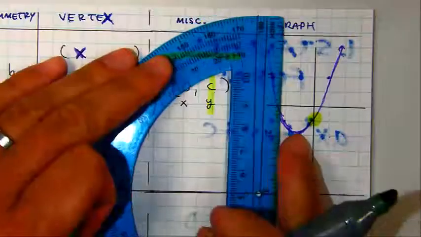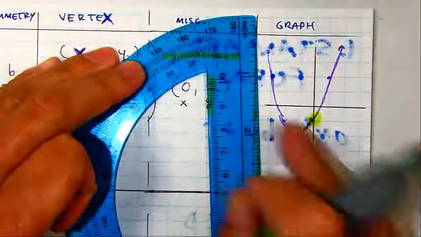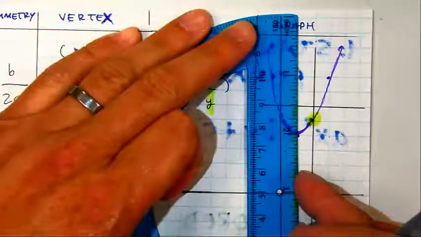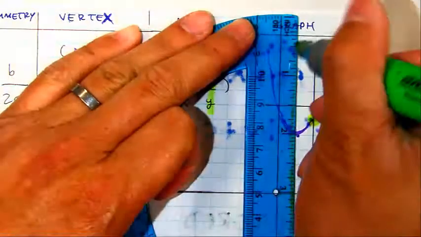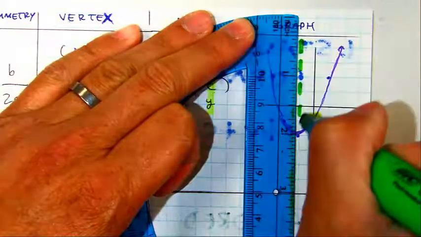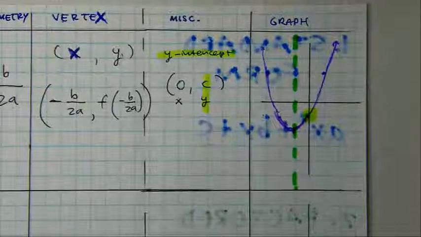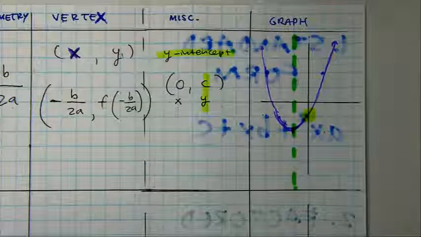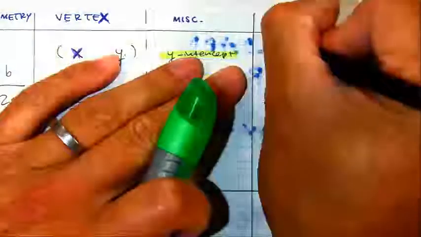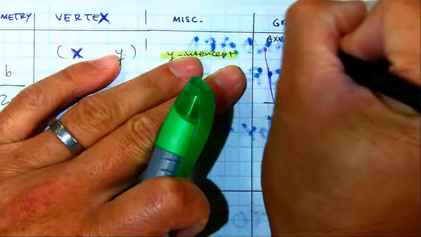At the lowest point of your skateboard ramp is something called the vertex. Everyone say vertex. The dotted line is called the axis of symmetry. Axis of symmetry.